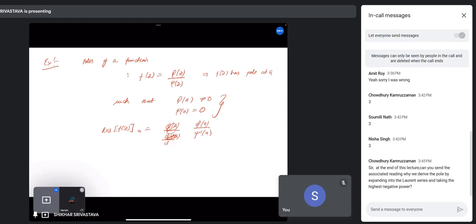For example, you have cot of z, and you have been asked to find the residue of this function. So cot of z you can easily write as cos by sine, and you have been asked to find the residue at z is equal to 0. It has a pole at z is equal to 0 because when you put z equal to 0 in sine z, it becomes 0. So this has this form, phi of z upon psi of z, because cos of 0 is not 0.